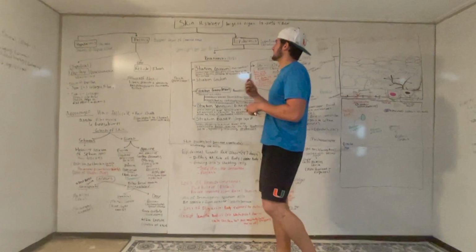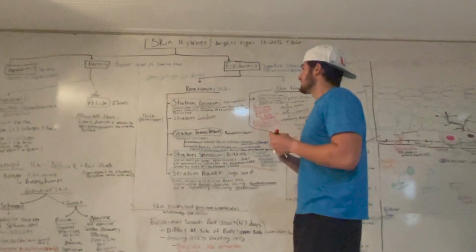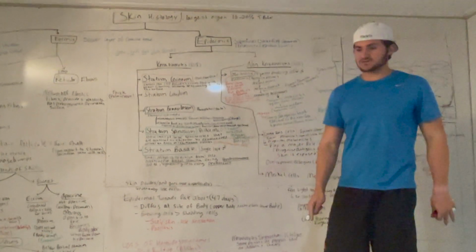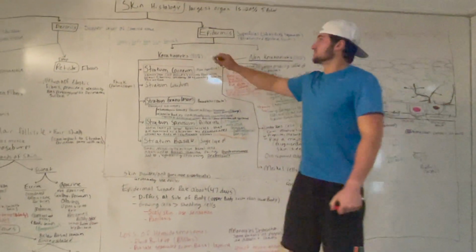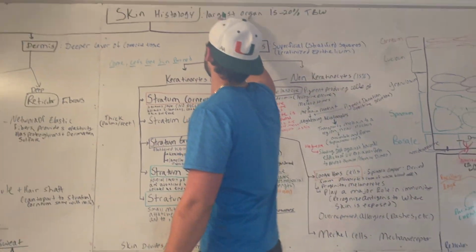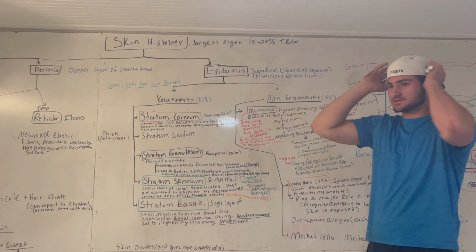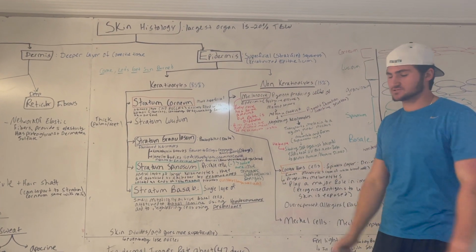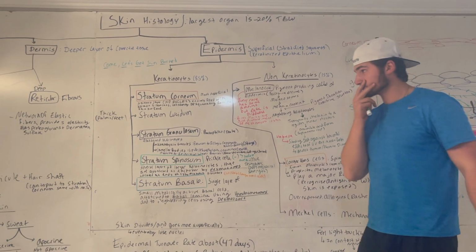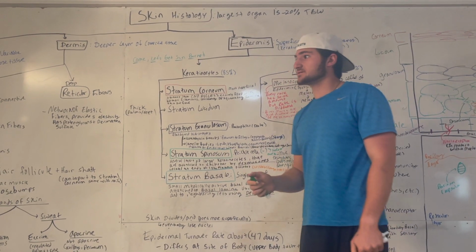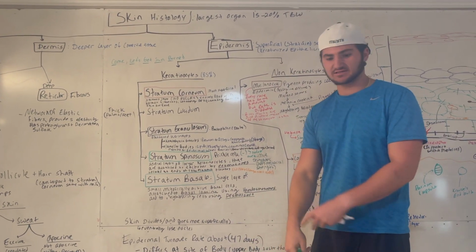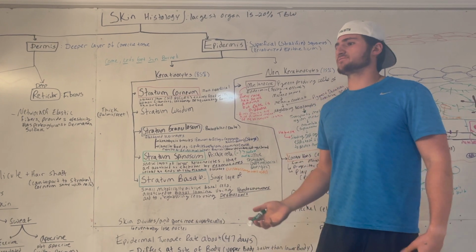Okay, so we're going to talk about the histology of skin and certain functions that go on in the different layers. So we know the skin is the largest organ in the body, and it contributes about 15 to 20% of our total body weight. It's on the outside region, covering our whole body. It's got a lot of functions.